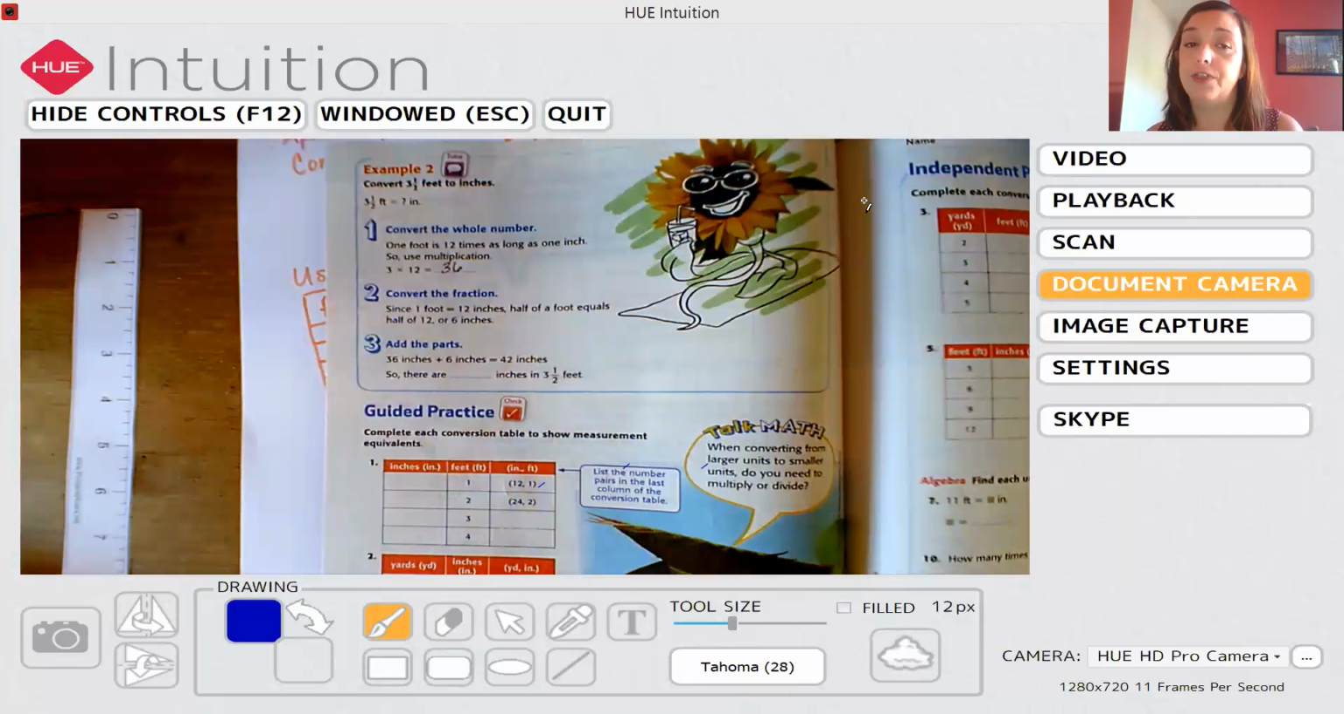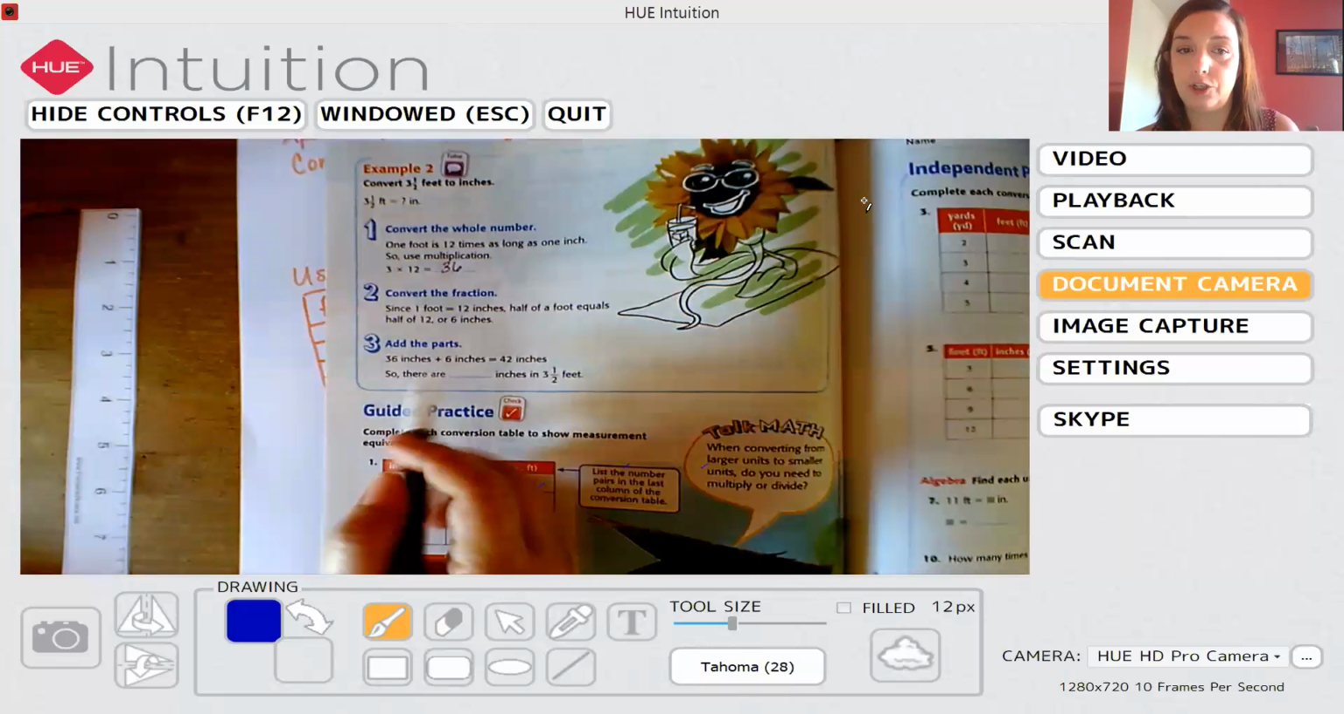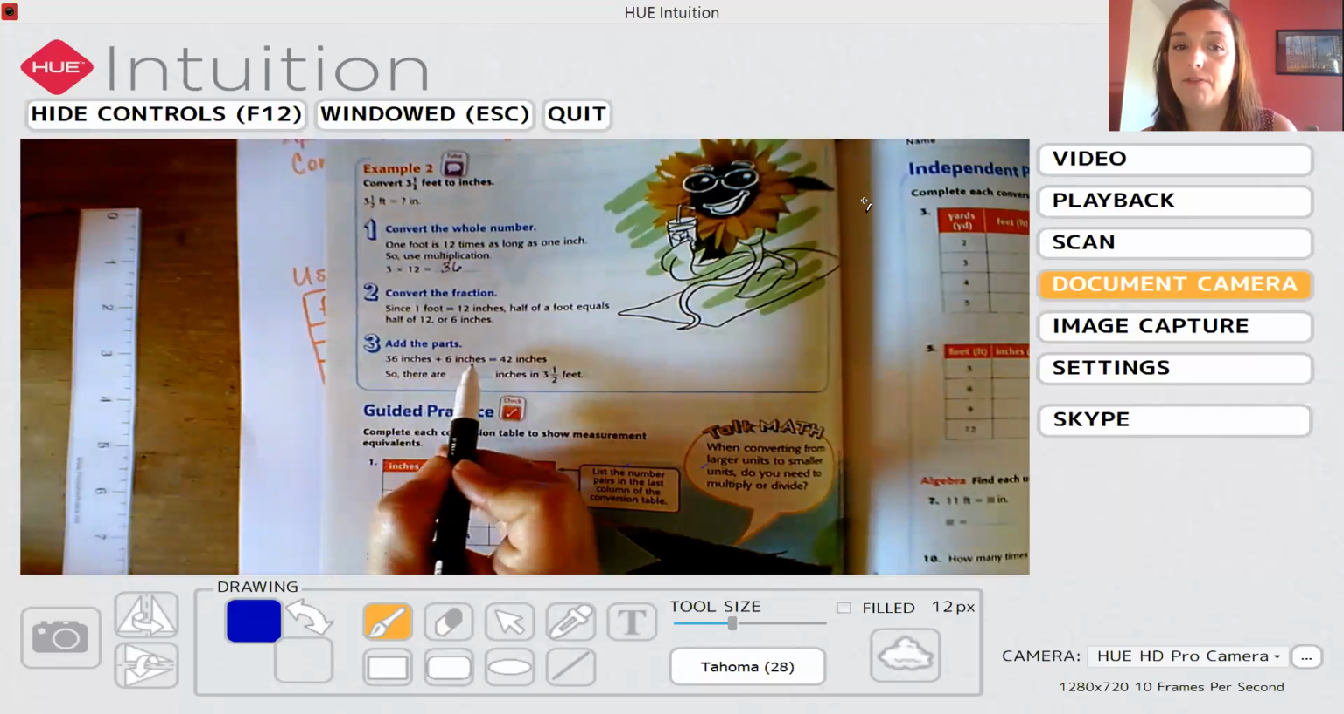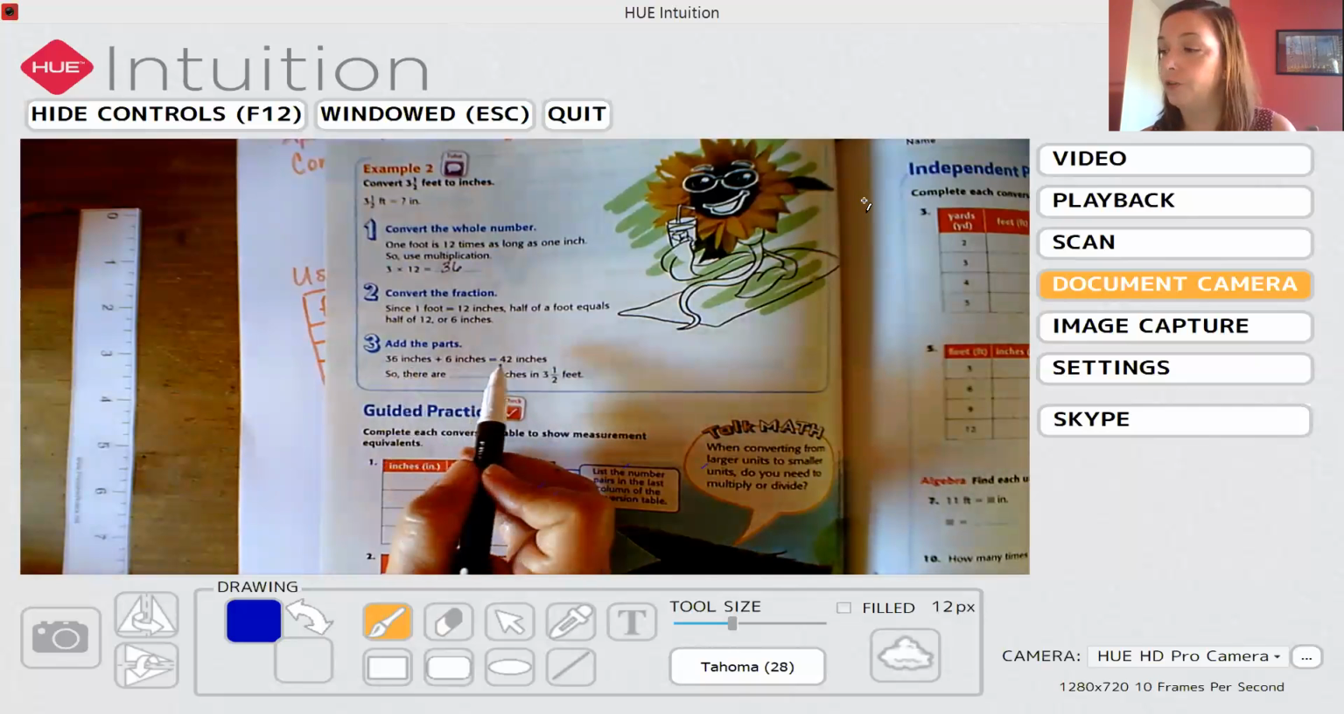Then we can convert the fraction. So since 1 foot is 12 inches, that means 1/2 of a foot will be 6 inches. So if we take 36 inches for the 3 feet plus 6 inches for the 1/2 of a foot, it equals 42 inches.